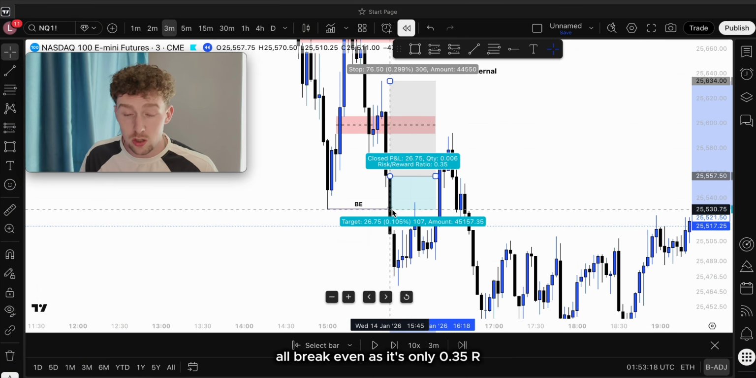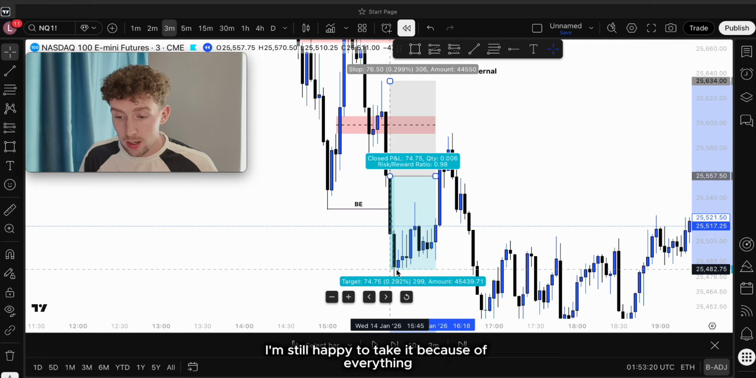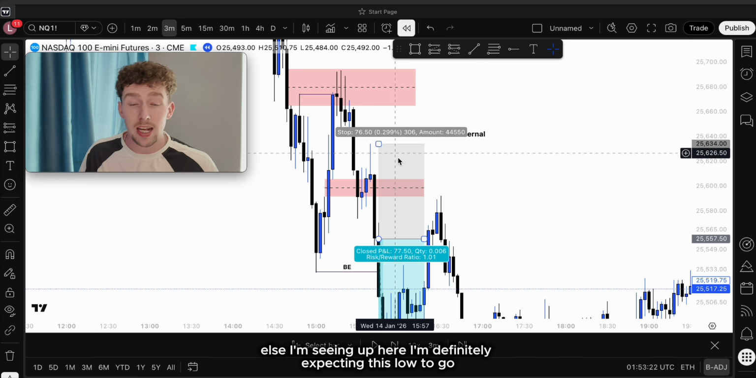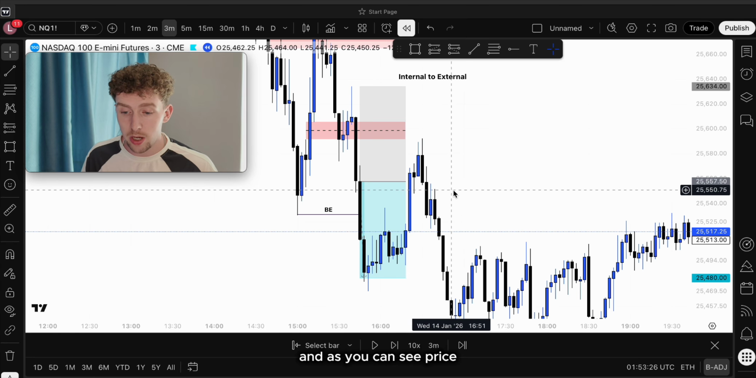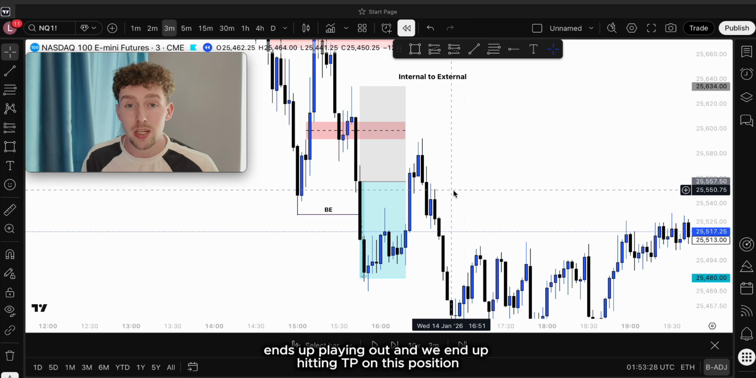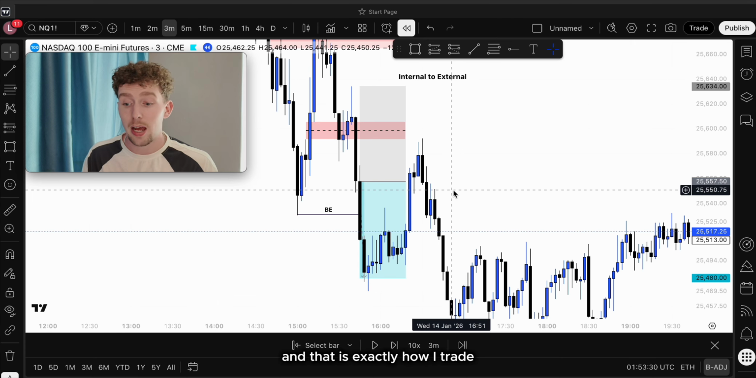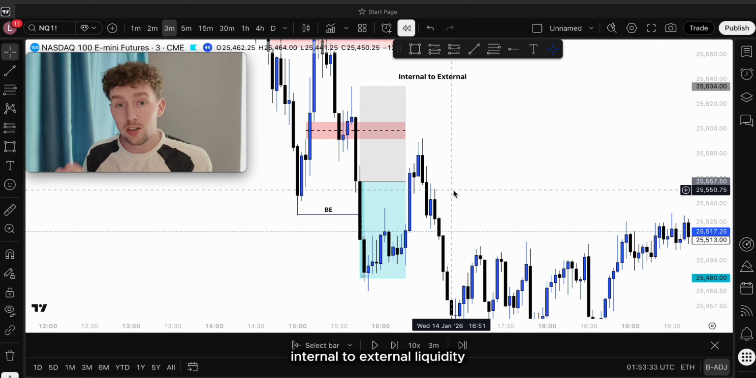Go break even as it's only 0.35R, I'm still happy to take it because of everything else I'm seeing up here. I'm definitely expecting this low to go, and as you can see, price ends up playing out and we end up hitting TP on this position. And that is exactly how I trade internal to external liquidity.